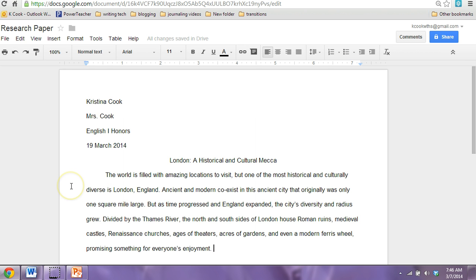So, to start the paper, I said, the world is filled with amazing locations to visit, but one of the most historical and culturally diverse is London, England. Ancient and modern coexist in this ancient city that originally was only 1 square mile large. But as time progressed and England expanded, the city's diversity and radius grew. Divided by the Thames River, the north and south sides of London house Roman ruins, medieval castles, Renaissance churches, ages of theaters, acres of gardens, and even a modern Ferris wheel, promising something for everyone's enjoyment.